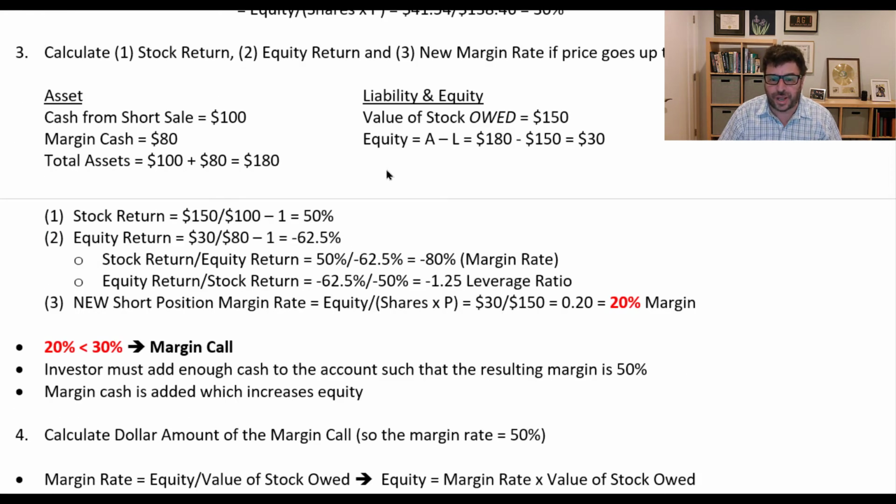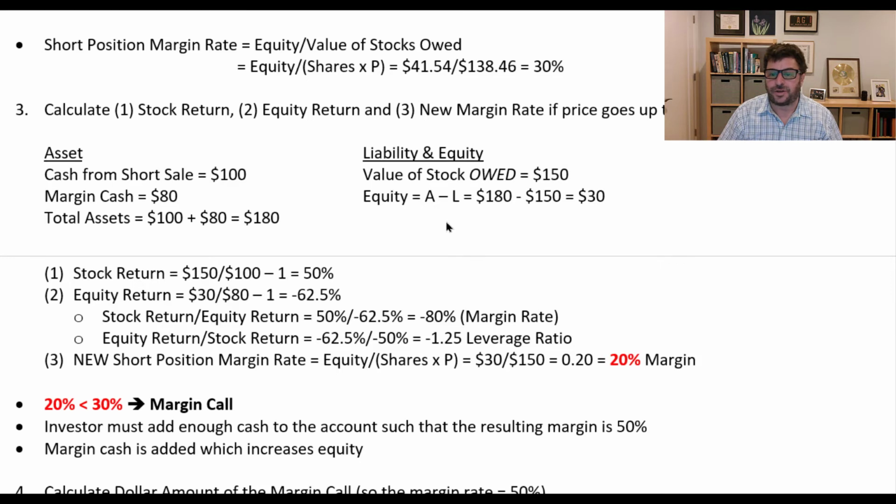And we can look pretty quickly. We know that the margin rate is going to equal the equity divided by the value of the stock owed, which in this case is the 30 divided by the 150. I know that I'm going to have to add enough cash so that this is back to 50%. And the way that's going to happen is that this is going to have to be 75, I'm going to have to add $45. Now, this one I can do in my head because it's relatively simple, but usually we're going to have an example that's more complicated than that. But I know that that's what I'm going to end up having to calculate.